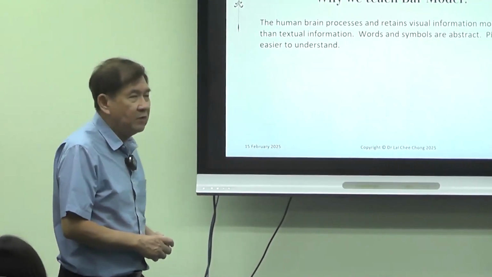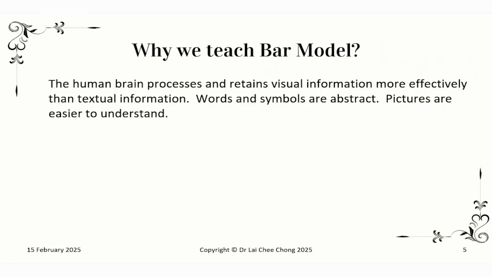Now, why do we teach bar model? Not only what it is, but why? The whole issue is about our human brain. Our brain is good with pictures. We can process visual information a lot faster and more effectively than text, words, numbers, orders. Why? Words and numbers are symbols.